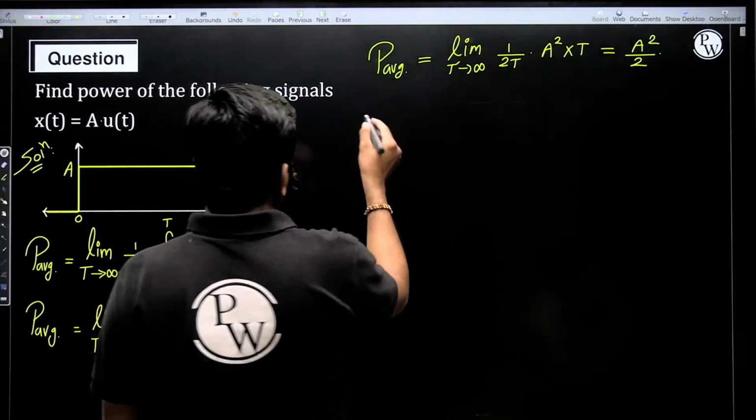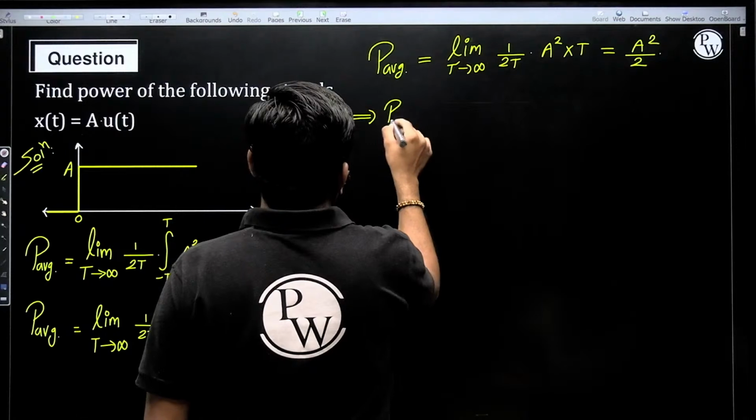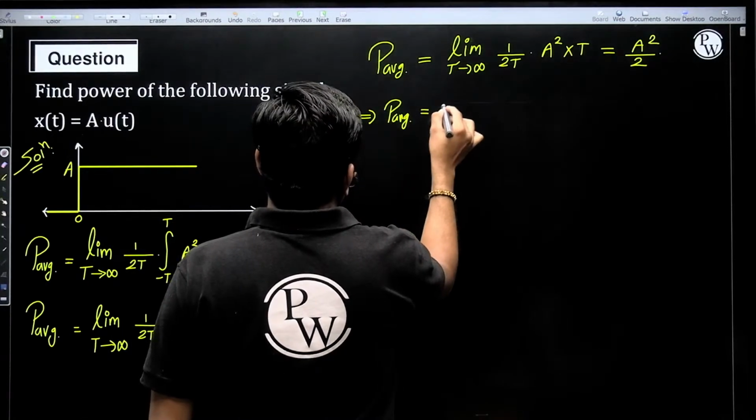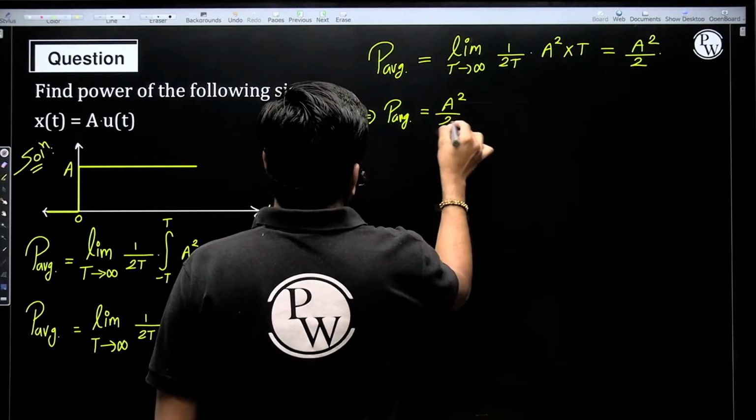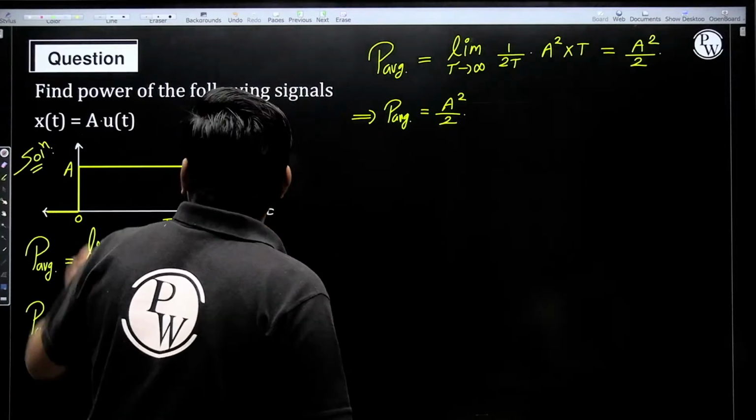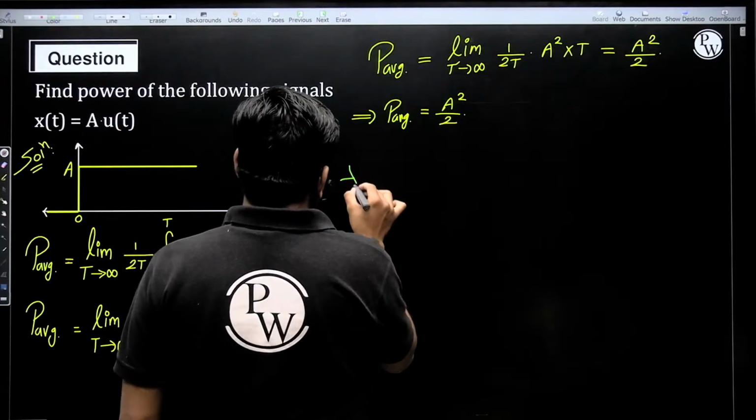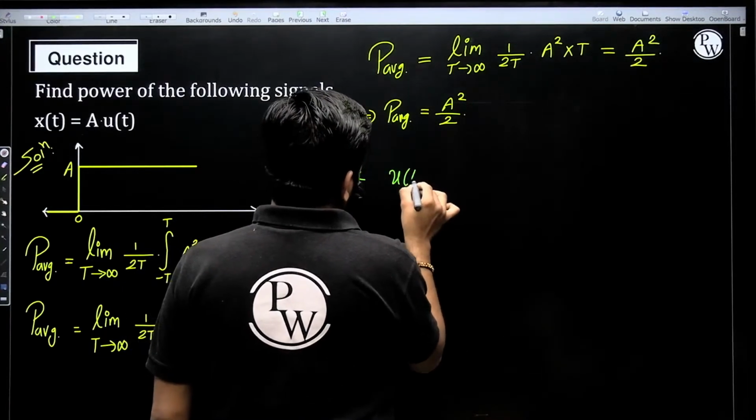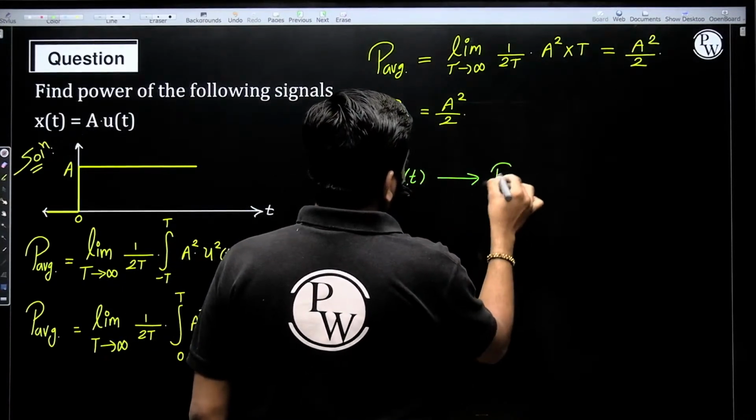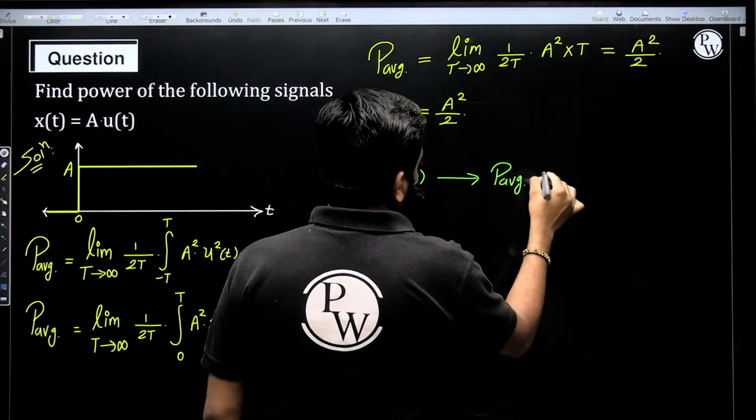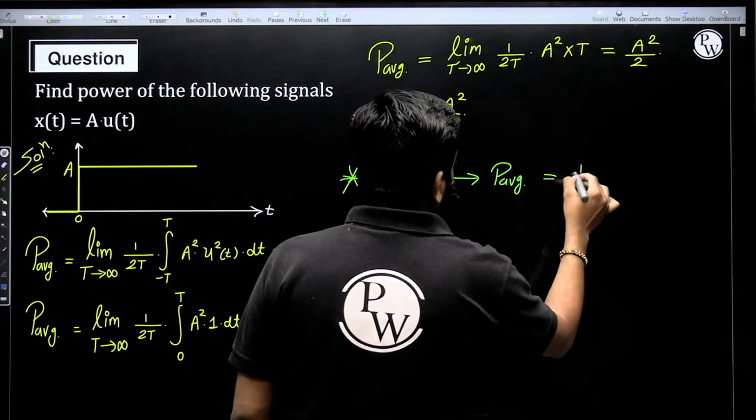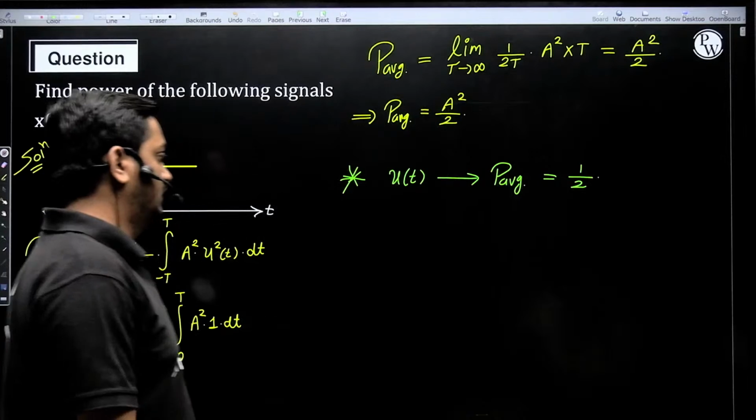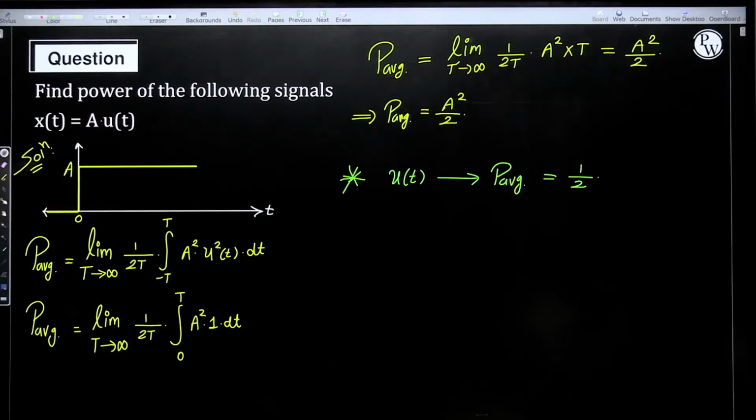Clear? The conclusion is the power of the u of t signal is 1 by 2. Yes or no? 1 by 2, with A equal to 1. The unit step function has power 1 by 2.